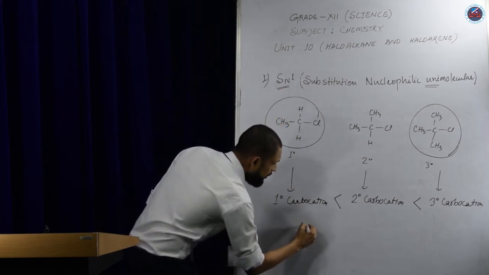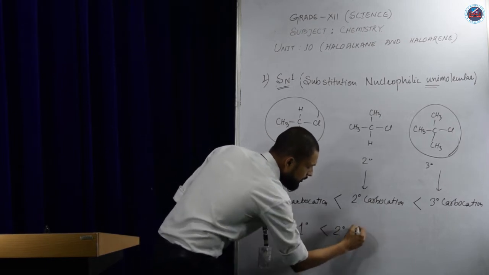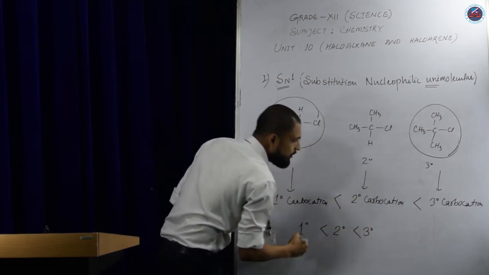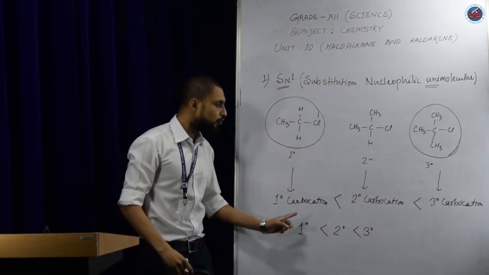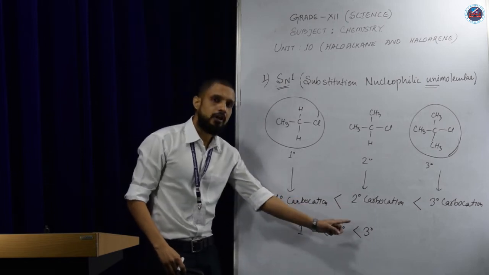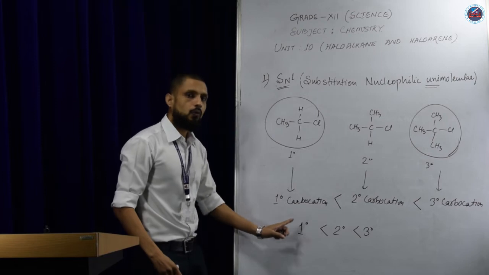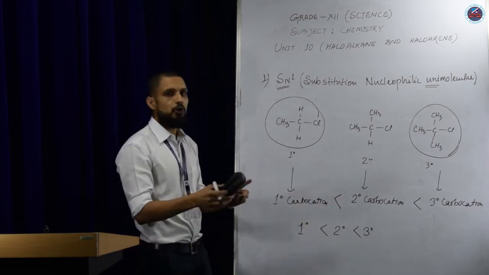So what is the order? 1 degree less than 2 degree less than 3 degree. So you will find in case of SN2 the order is 3 degree less than 2 degree less than 1 degree, but in case of SN1 it is 1 degree less than 2 degree less than 3 degree, opposite.